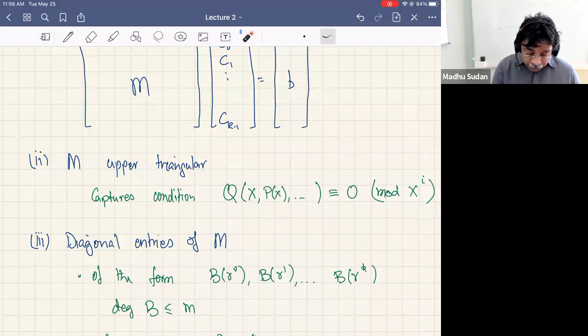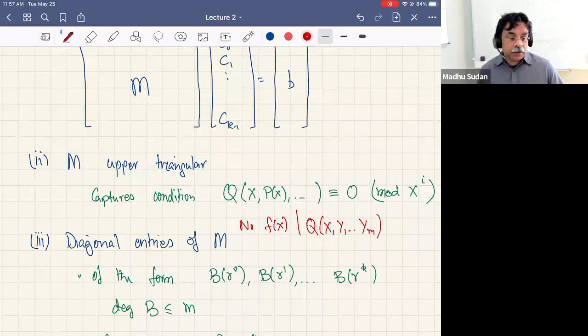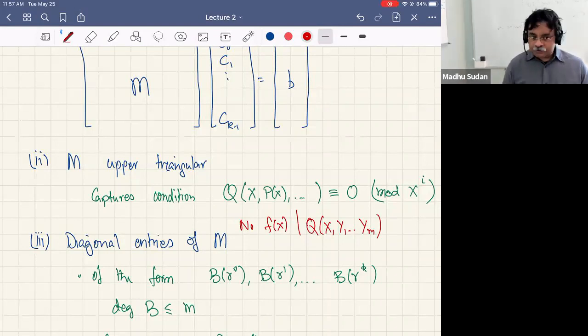So we're going to assume, so let me write that down just because I didn't. No f of x divides q of x y1 to ym. So when I have the yi's as formal variables, f of x does not divide it. If I put y1 equal to p of x and y2 equal to p of gamma x, etc., no conditions. Won't f of x be the GCD of the ai's of x?